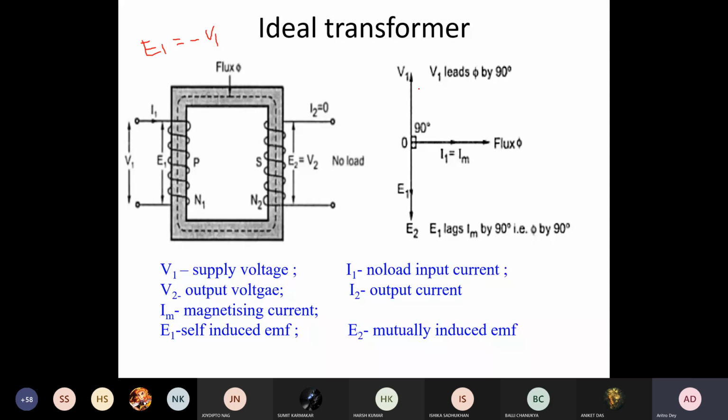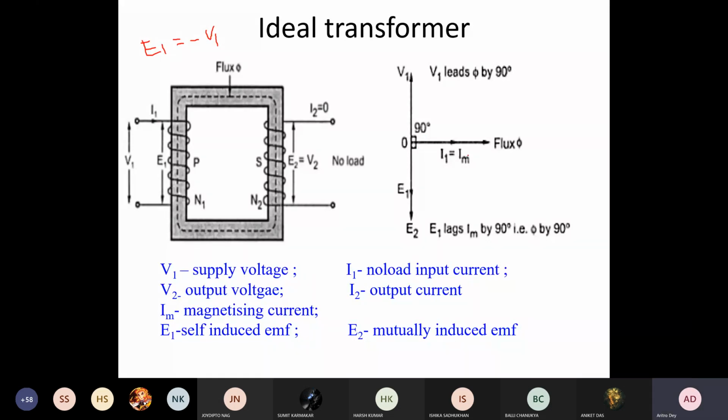So this is what we get, and then we draw the IM, which is 90 degrees lagging, because this is purely a magnetic circuit. There is no resistance part, so it is mostly an inductive circuit. If it is an ideal inductive circuit, then the current through it, I1, will be lagging by 90 degrees. V1 will be leading I1 by 90 degrees. So it is like this.